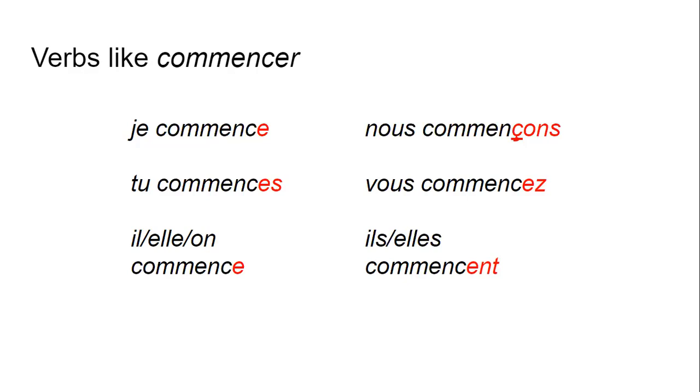So those are the two big categories of deviations, even in the regular ER. Look at the rest of it though, everything else stays regular. You don't change anything about the ONS, EZ, ENT endings. So a little strangeness, but still a regular verb.